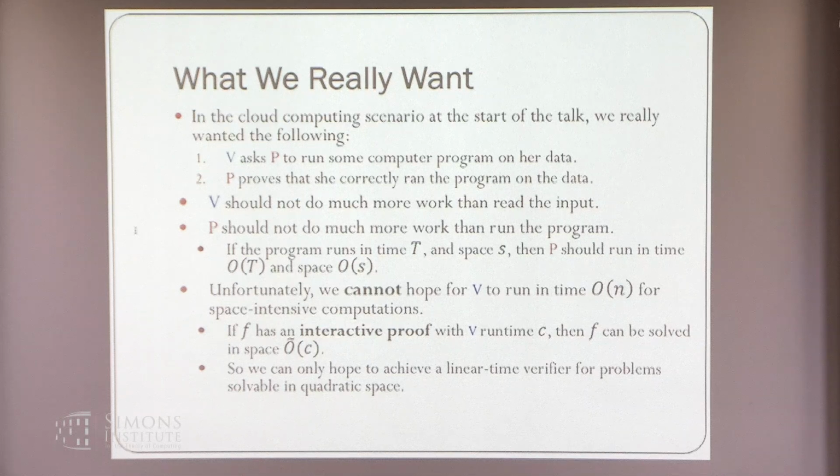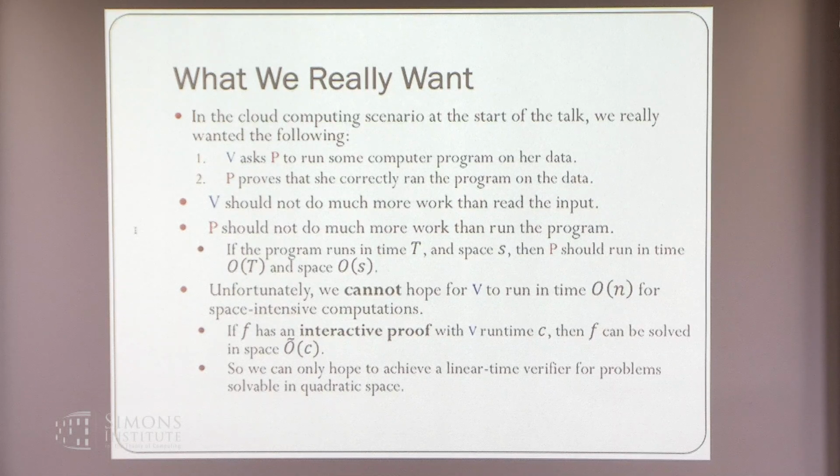Yeah, what's n here, sorry? N is the input size. So in doubly efficient interactive proofs, we want the verifier to run in time linear in n. Okay, so this result is called the easy direction of IP equals PSPACE. It says any efficient interactive proof means the problem is solvable in small space. It tells you that you actually can't hope for this to occur.